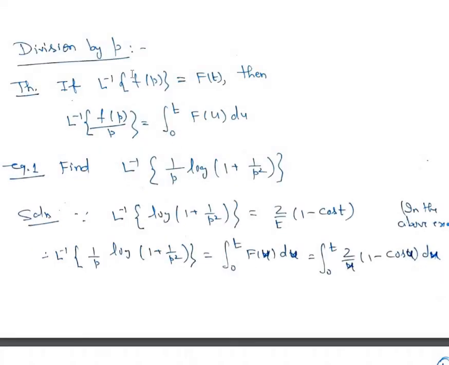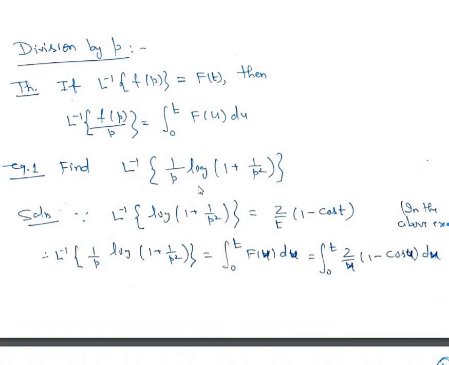Next theorem involves division by p. If L inverse of f p is equal to f of t, then L inverse of f p upon p is integral 0 to t f of u du. Okay, let us take an example based on this theorem. It means if L inverse of f p is f of t, then if we divide f p by p, then L inverse of f p upon p will be integral 0 to t f of u du.